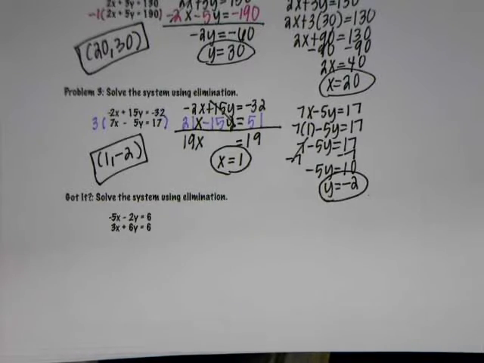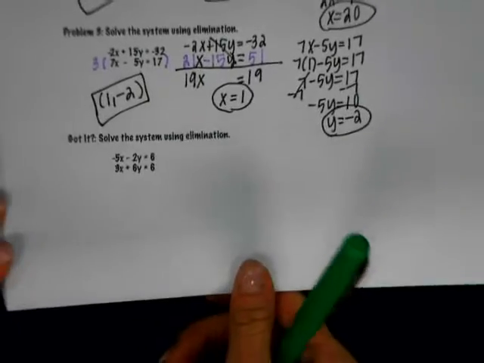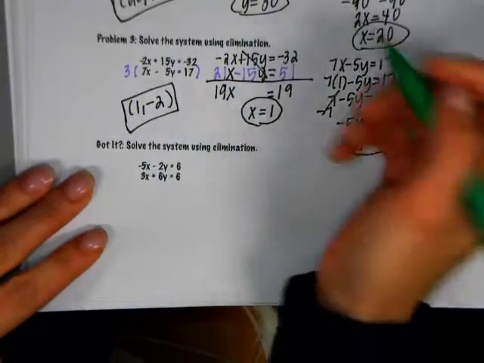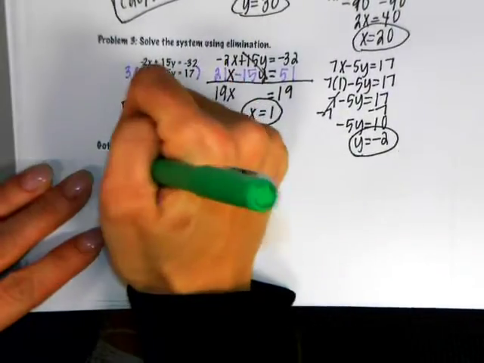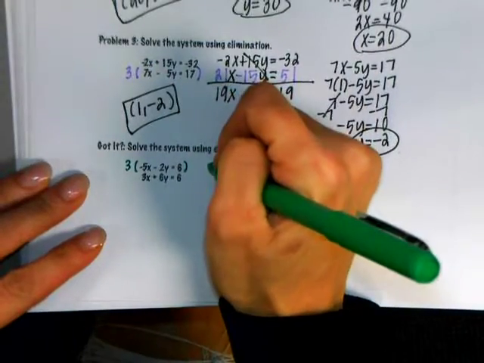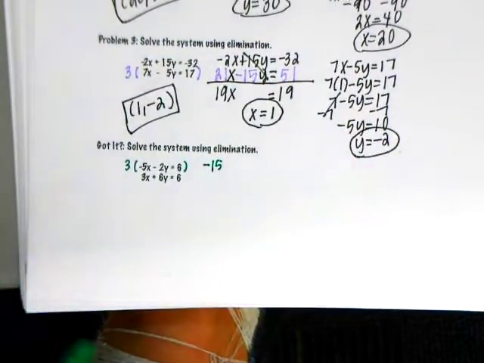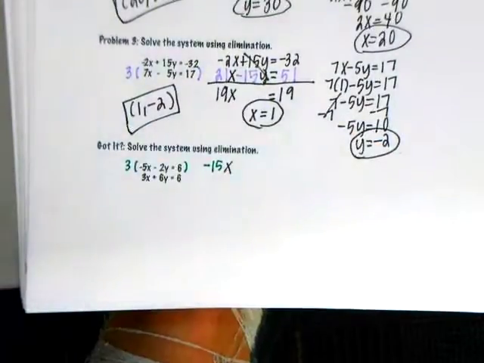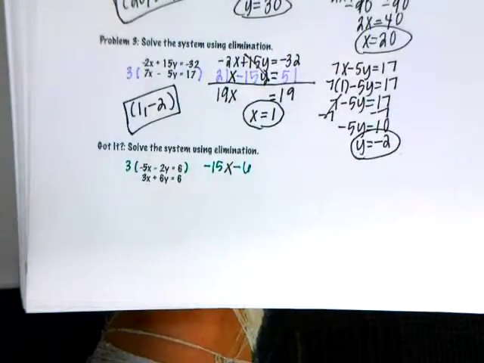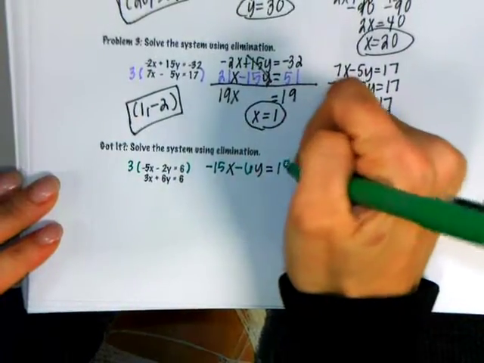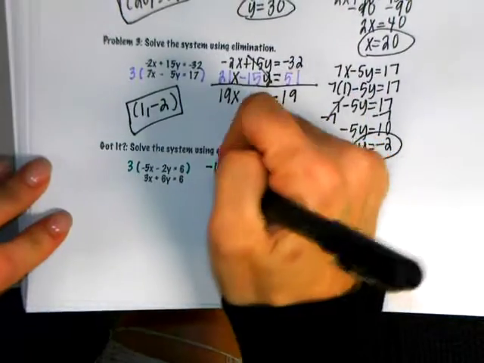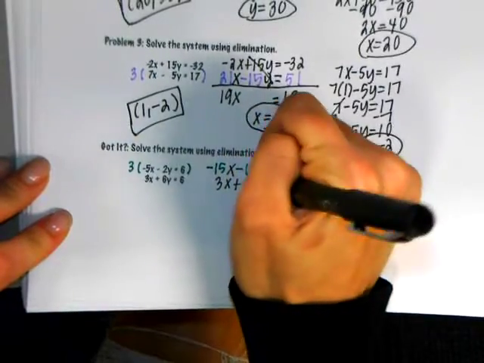Multiply the top. You can multiply whatever you want. You can multiply both if you want. All right, we're just going to do it, guys, just because I don't want to run out of time. So what did you guys decide to do? Multiply the top by 3. So that's going to be negative 15x and then negative 6y and then 18. And then we have 3x plus 6y equals 6.